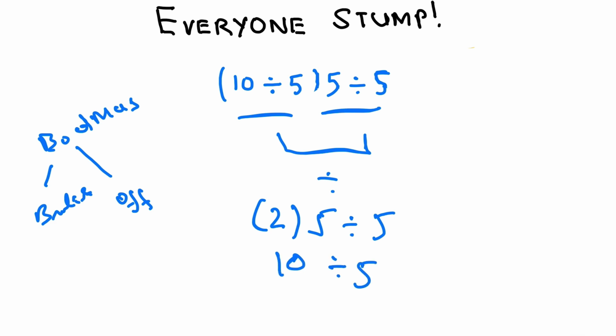Now our third condition is division. Okay, third condition is division. 10 divided by 5 is 2. So our final answer of this question is 2.